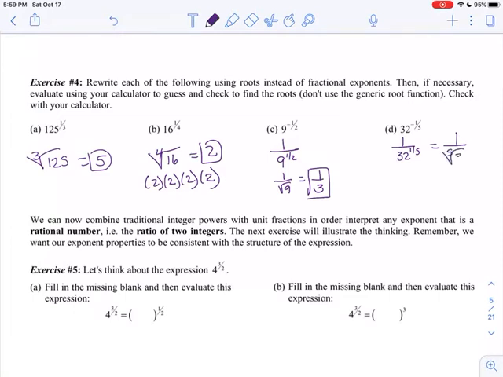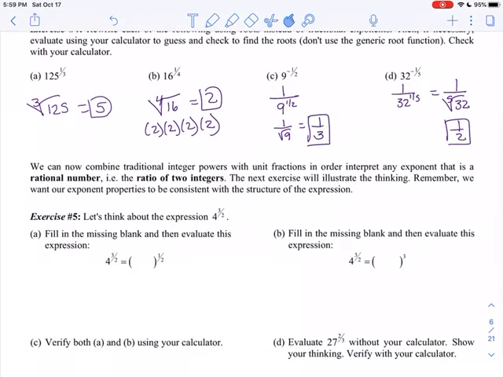Same thing with 32 to the negative 1/5. To make it positive, I write 1 over 32 to the positive 1/5. And that's 1 over the 5th root of 32. So what number times itself 5 times is 32? And that is 2. So my answer is 1/2.